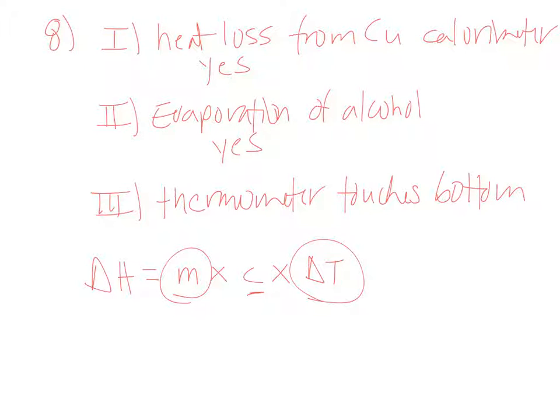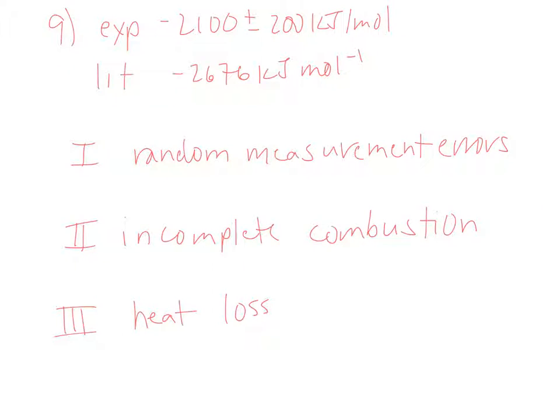The third one, the thermometer touching the bottom, this is actually going to elevate our temperature or make it hotter than what the water is, because it's measuring the direct source of heat where it's coming into the calorimeter. So this one would actually inflate our value. So for number 8, 1 and 2 only are going to affect it, or letter A.